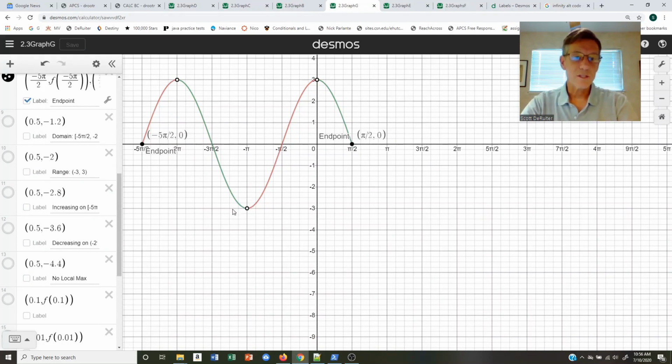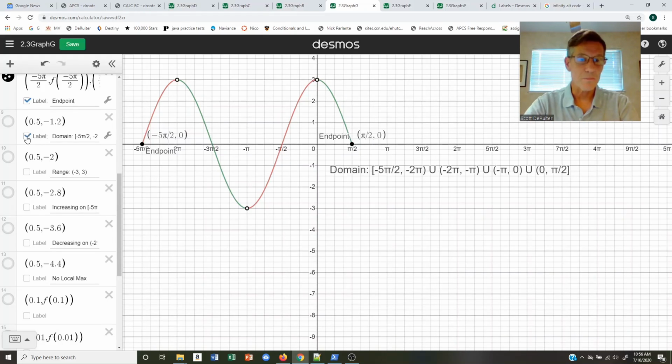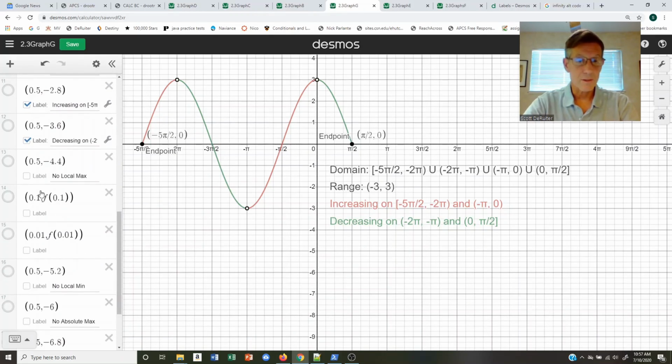Now, take a look at this new function. It's a little bit different. Notice we have some missing points. So the domain is different. We're not going to include x equals -2 pi, x equals -pi, or x equals 0. And that also makes the range a little bit different. We don't include -3 or 3. Where we describe that it's increasing is also a little bit different because we can't include the endpoints. And it's decreasing on some of this a little bit different. So compare that to the previous problem.